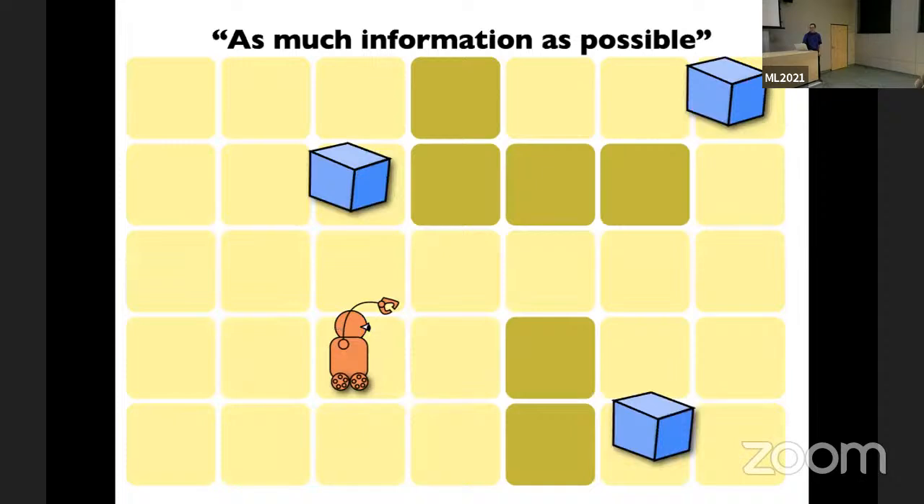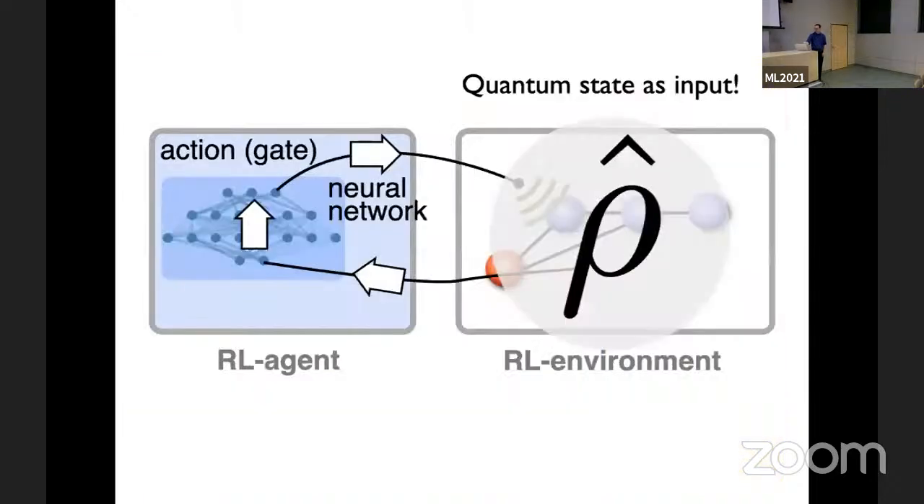It's much better, of course, if there's a map. Even then it can still be challenging, because if there are walls, then you still have to figure out the best way around these walls. So let's give the agent as much information as possible. Now, what is the most complete information you can give about a quantum system? Well, that would be the complete quantum state of all the qubits in your multi-qubit system. So if it's a dissipative system, that would be rho, the density matrix of all these qubits.